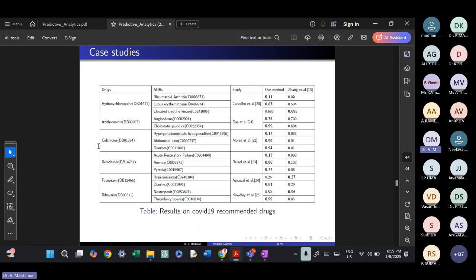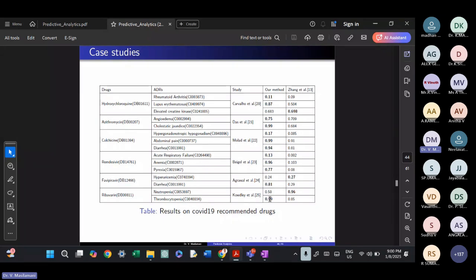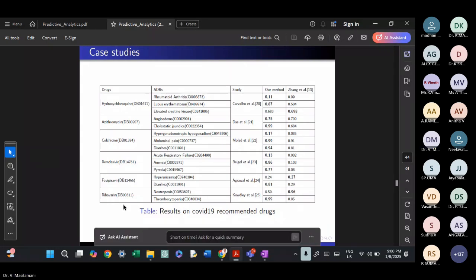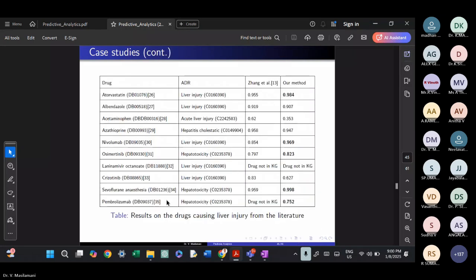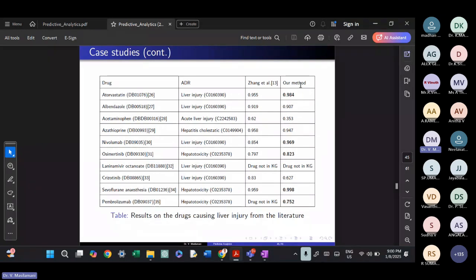Like that, colchicine also. We also tried remdesivir, and we tried ribavirin. So in all this, you can see in the majority of the cases, the proposed model, our model, is better than the existing model, but not in all cases. And other drugs are also mentioned here. In the majority of the cases, the proposed model is better.